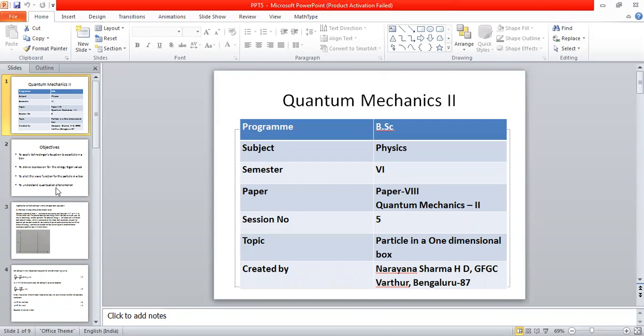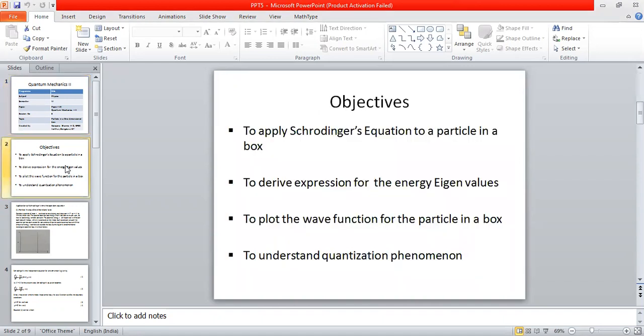We can apply Schrodinger's time independent equation to a variety of problems. So today we are discussing one such application. Let us briefly discuss the objectives of this particular session. This is the 5th session.